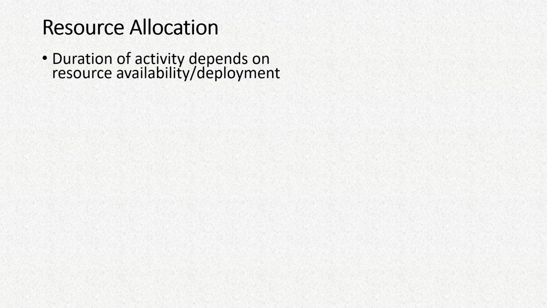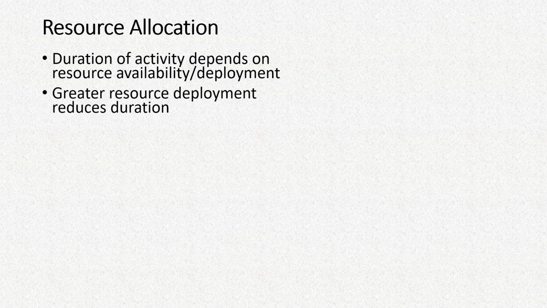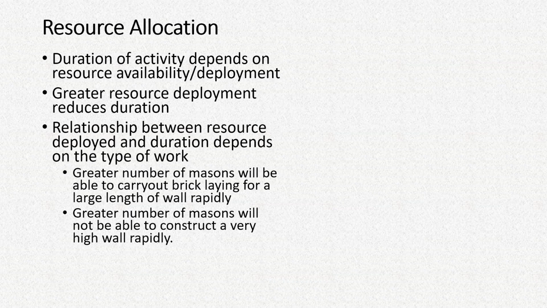So the duration of an activity generally depends on resource availability. Resource in this case means material, manpower, machinery, etc. Generally, in most cases, greater resource deployment reduces duration. If you employ 10 people, they will be doing it faster than what 5 people could do. But there is a catch here. The relationship between the resource deployed and duration depends on the type of work.